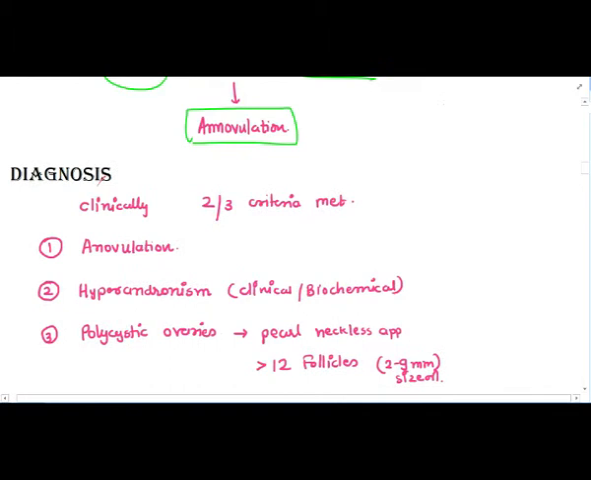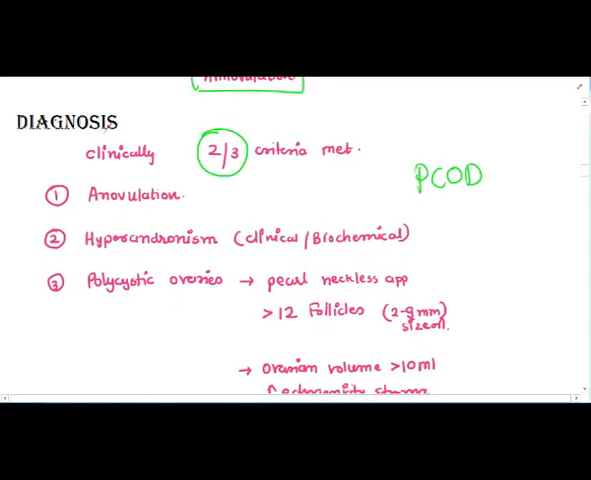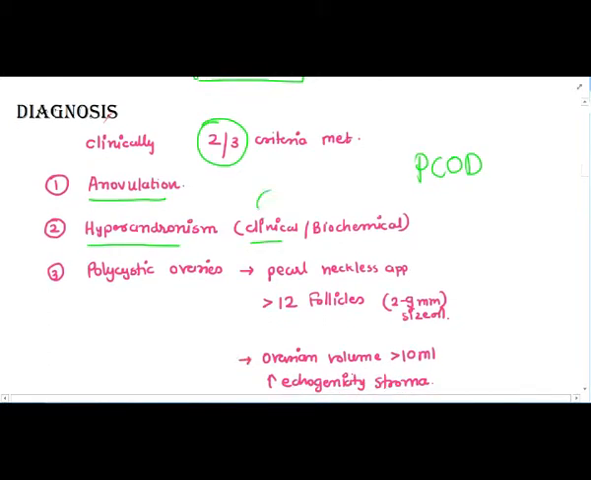Now, how will we diagnose this disease? There is a criteria. When 2 from the 3 criteria are met, we can clinically diagnose PCOD. First is anovulation. There is evidence of anovulation. Second is hyperandrogenism. You can confirm clinically by hirsutism, and biochemically by increased testosterone levels and DHEAS.